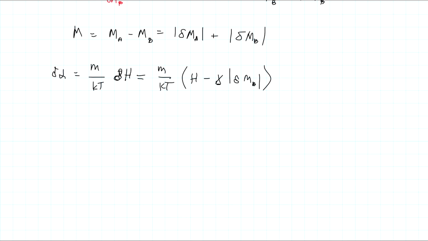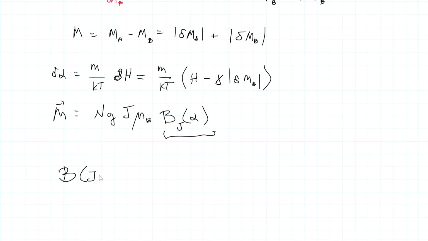So if you go back to the lecture on paramagnetism, you'll see that magnetization is equal to N times the g factor, total angular momentum, Bohr magneton, and there is this B_J of alpha. B_J of alpha is the Brillouin function. That is a function that is related to Langevin's function.